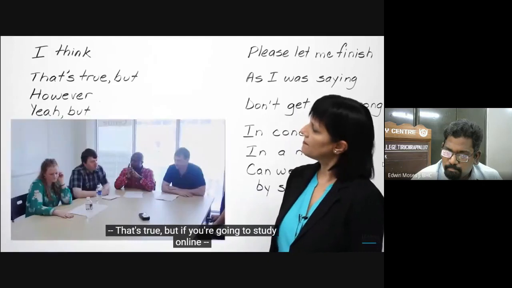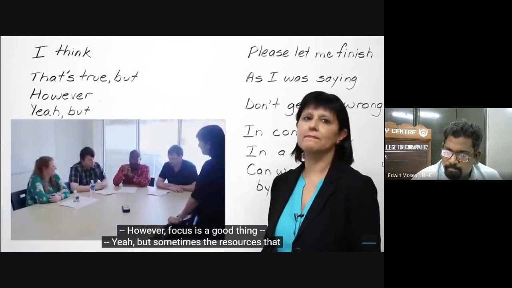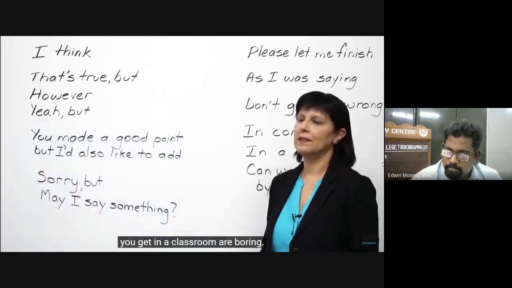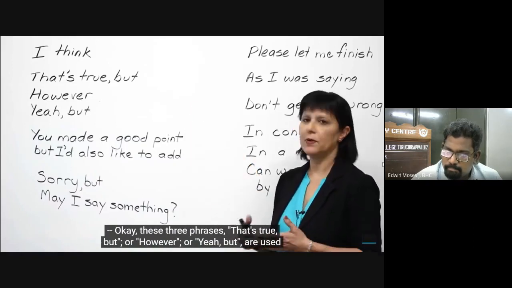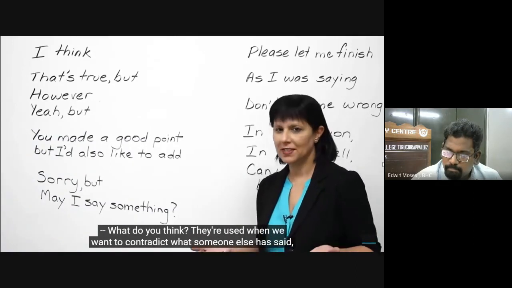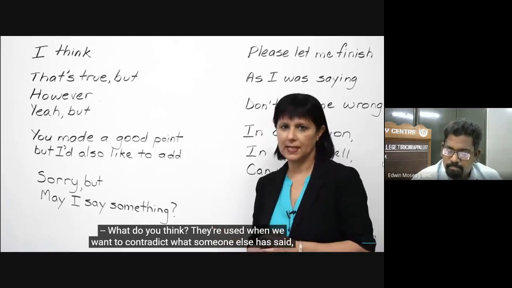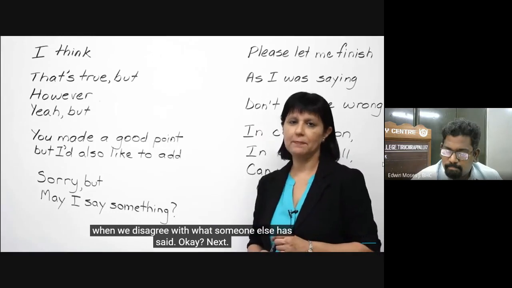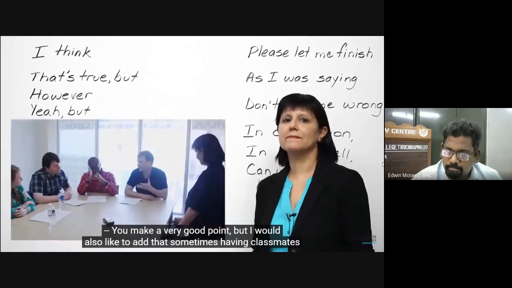Okay. That's true, but if you're going to study online, yeah, but sometimes the resources that you get in the classroom. Okay, these three phrases, that's true, but, or however, or yeah, but, are used, what do you think? They're used when we want to contradict what someone else has said, when we disagree with what someone else has said.